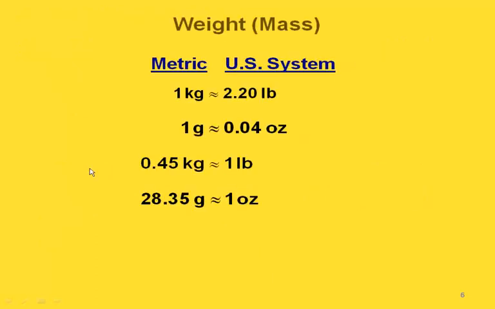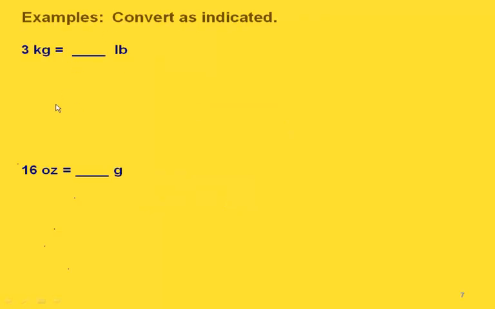When we're talking about weight or mass in the metric system and the US system, we have 4 different equations here that will let us come up with our unit fractions. So we can either go from kilograms to pounds, we can go from grams to ounces, or we can go another way from kilograms to pounds, or from grams to ounces. So if we're converting from kilograms to pounds, let's write our unit fraction again so that we have 1 kilogram on the bottom. That means that we want to use the equation that had 1 kilogram equal to 2 20 hundredths of a pound. That means on the top of this fraction we have 2 20 hundredths of a pound.